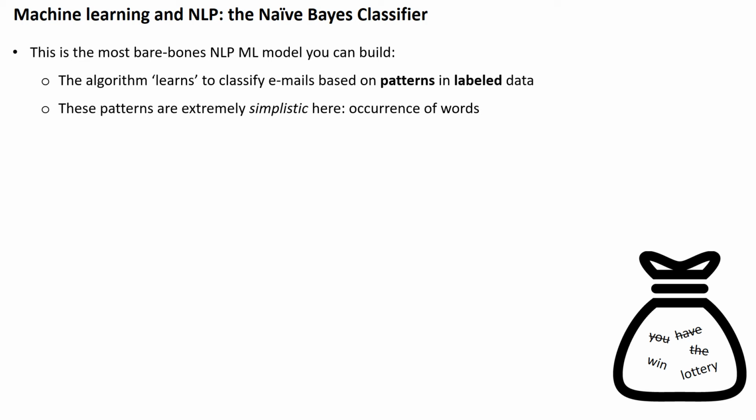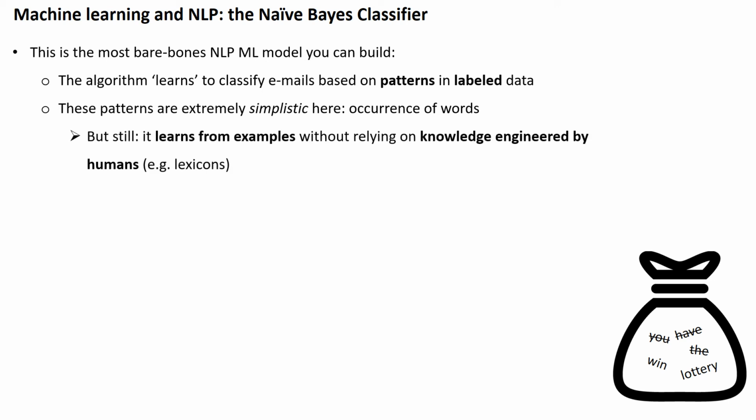But the question is, what kind of features are predictive of these categories? And the patterns it's looking for are extremely simplistic, so it's just the occurrence of words. And moreover, it assumes independence of these probabilities. So it assumes that the probability that win occurs is totally independent of the probability that lottery occurs, which is obviously not the case. But still, it learns from examples without relying on knowledge engineered by humans, which was the case when we talked about the lexicon approach.